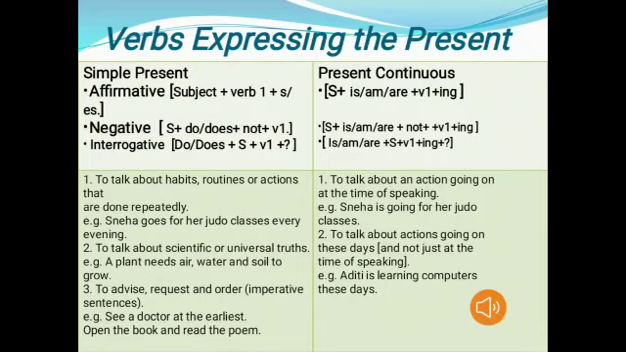For example, Aditi is learning computers these days, means these days the work is in progress. These days she is learning computers. The work is in progress, the work is in continuation. So Aditi is learning computers these days. It also comes under present continuous tense.